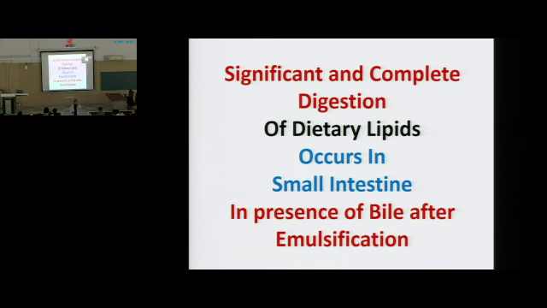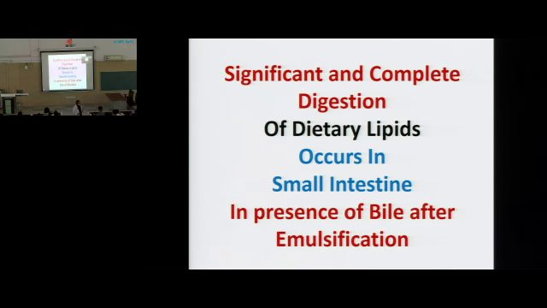Now, we just understood what the digestion status was in the mouth and in the stomach. It was insignificant and incomplete. Now, where is it going to have a complete and significant digestion of lipid? What is the answer? It is in the small intestine.